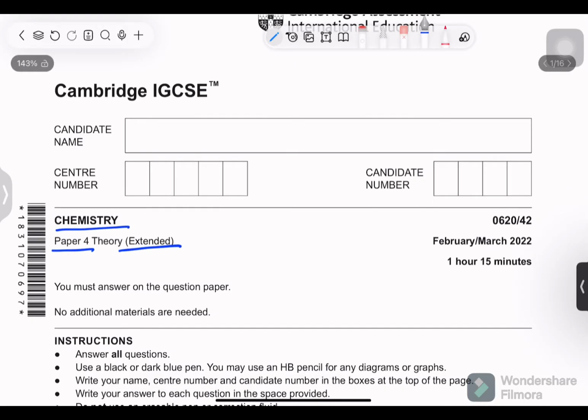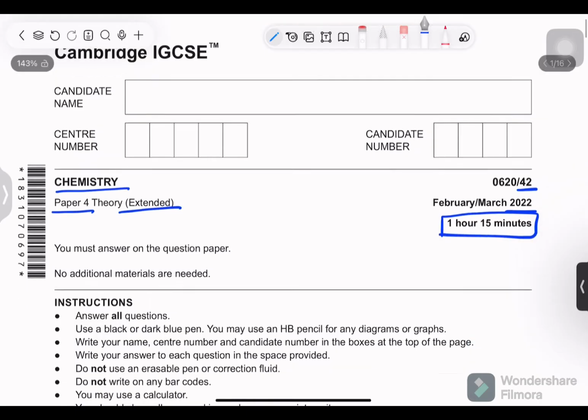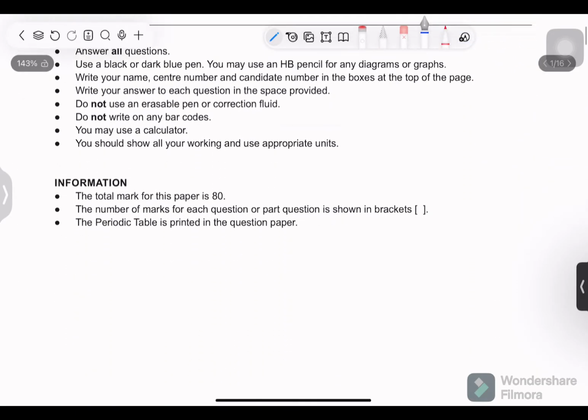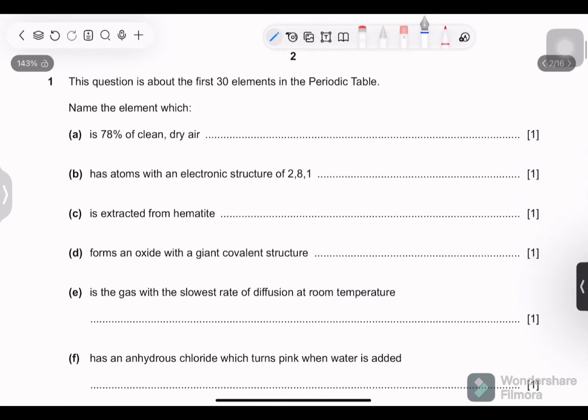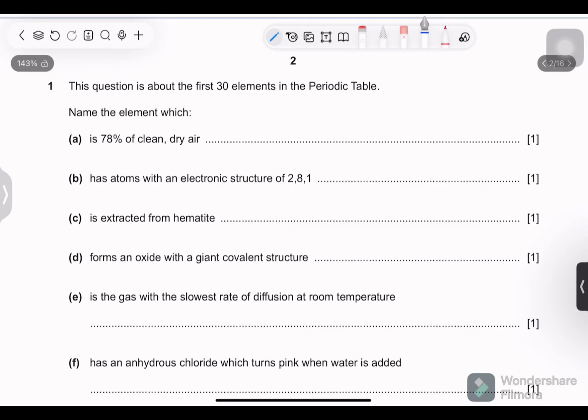Theory extended. Paper 4, February March 2022. Total time for which is 1 hour 15 minutes and total marks 80. So question 1. This question is about the first 30 elements in the periodic table. Name the element which is 78% of clean dry air.